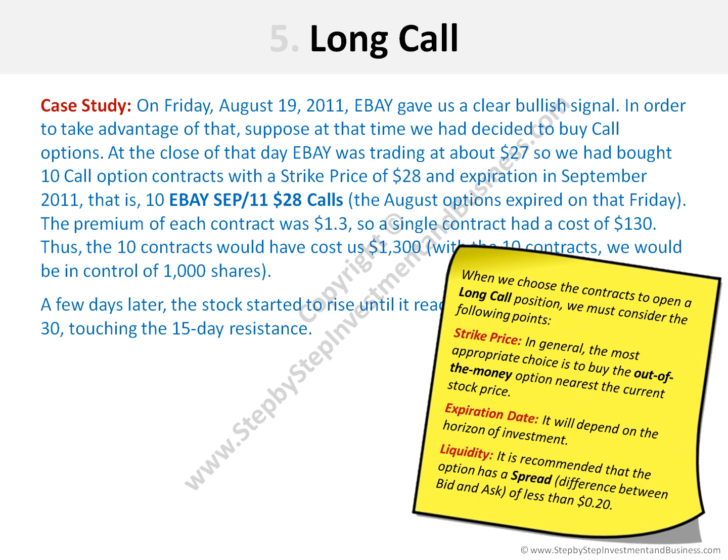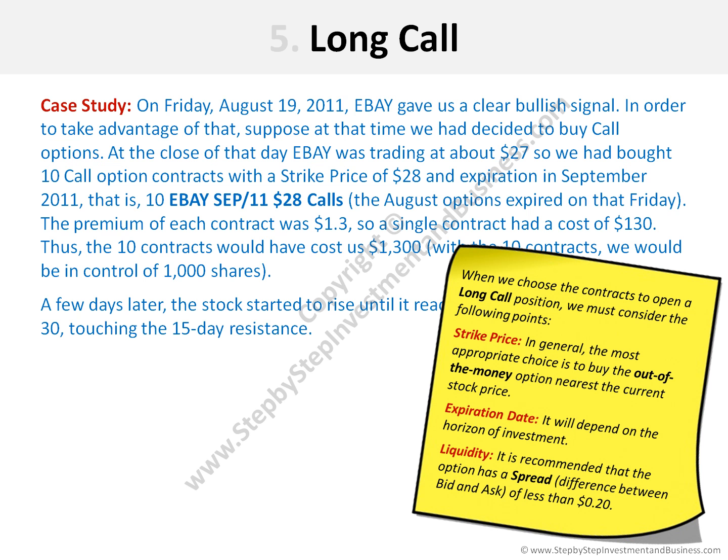It is important to mention that when we choose the contracts to open a long call position, we must consider the following points: strike price, expiration date, and liquidity. With respect to the strike price, in general, the most appropriate choice is to buy the out-of-the-money option nearest the current stock price. Regarding the expiration date, that will depend on the horizon of investment. And regarding liquidity, it is recommended that the option has a spread, that is, a difference between the bid and ask prices, of less than 20 cents.